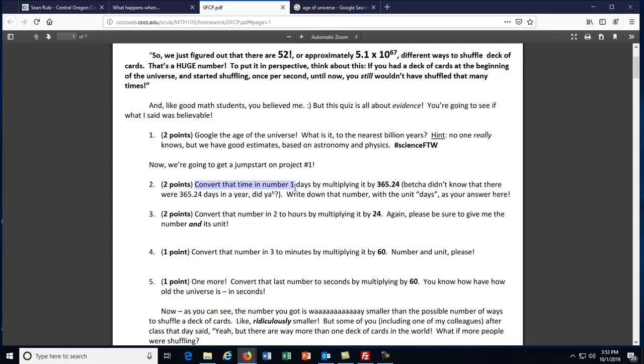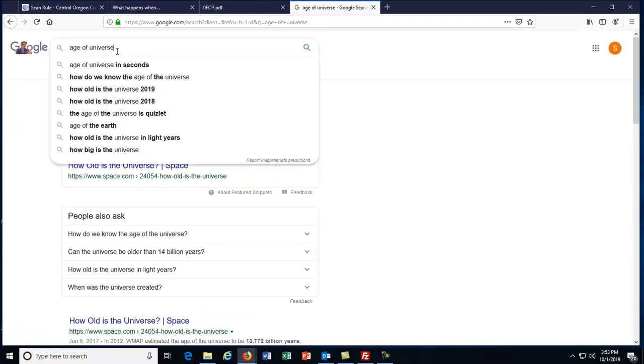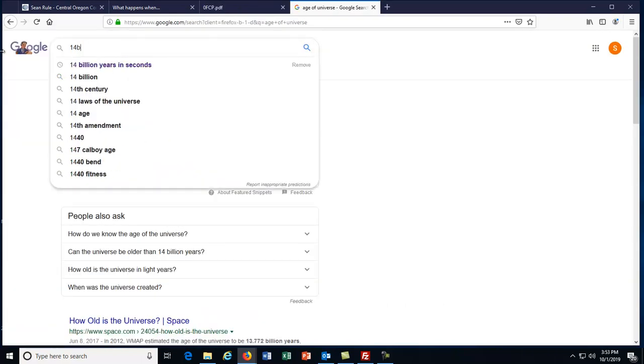Convert that time in number one. That should say into days. I apologize. Convert that time in number one into days by multiplying it by that many days per year. So we're going to come up here. We're going to go 14 billion. This is actually pretty fun. And what's kind of fun is you can actually just go straight to seconds, but we're just going to do the math here.